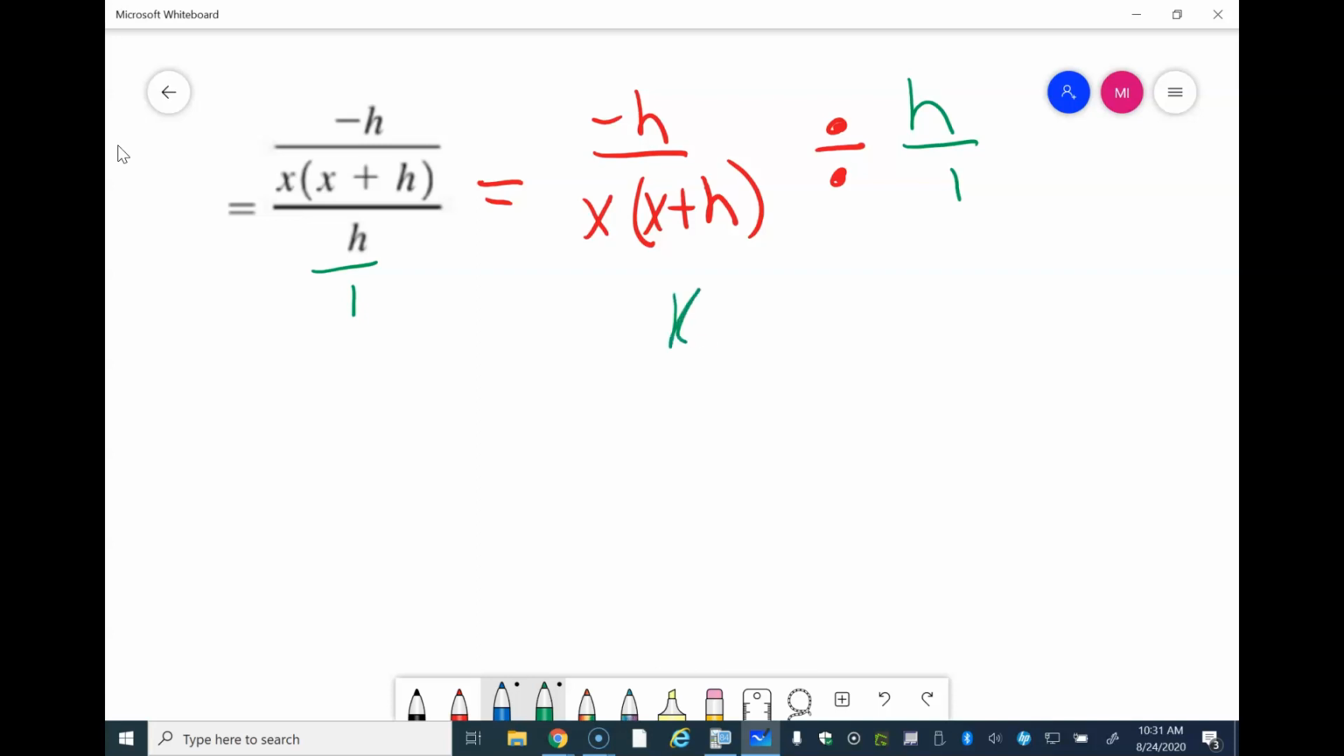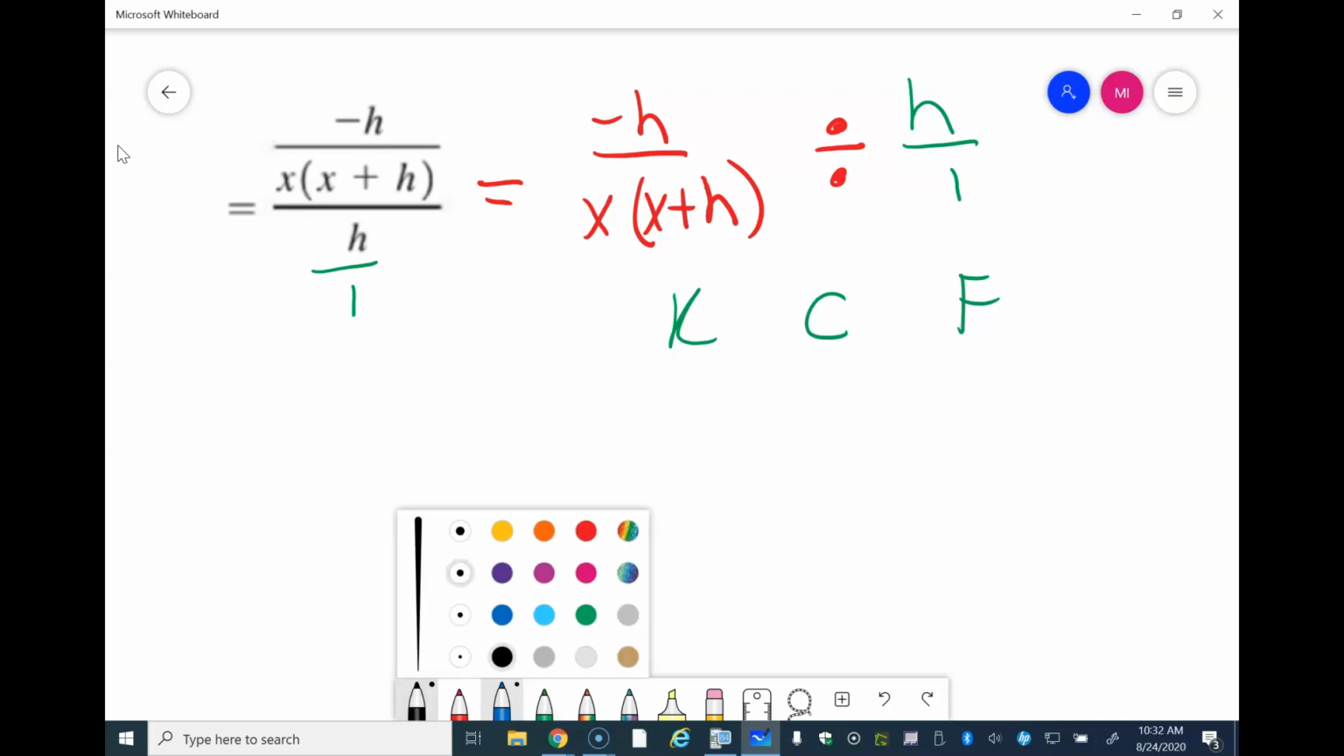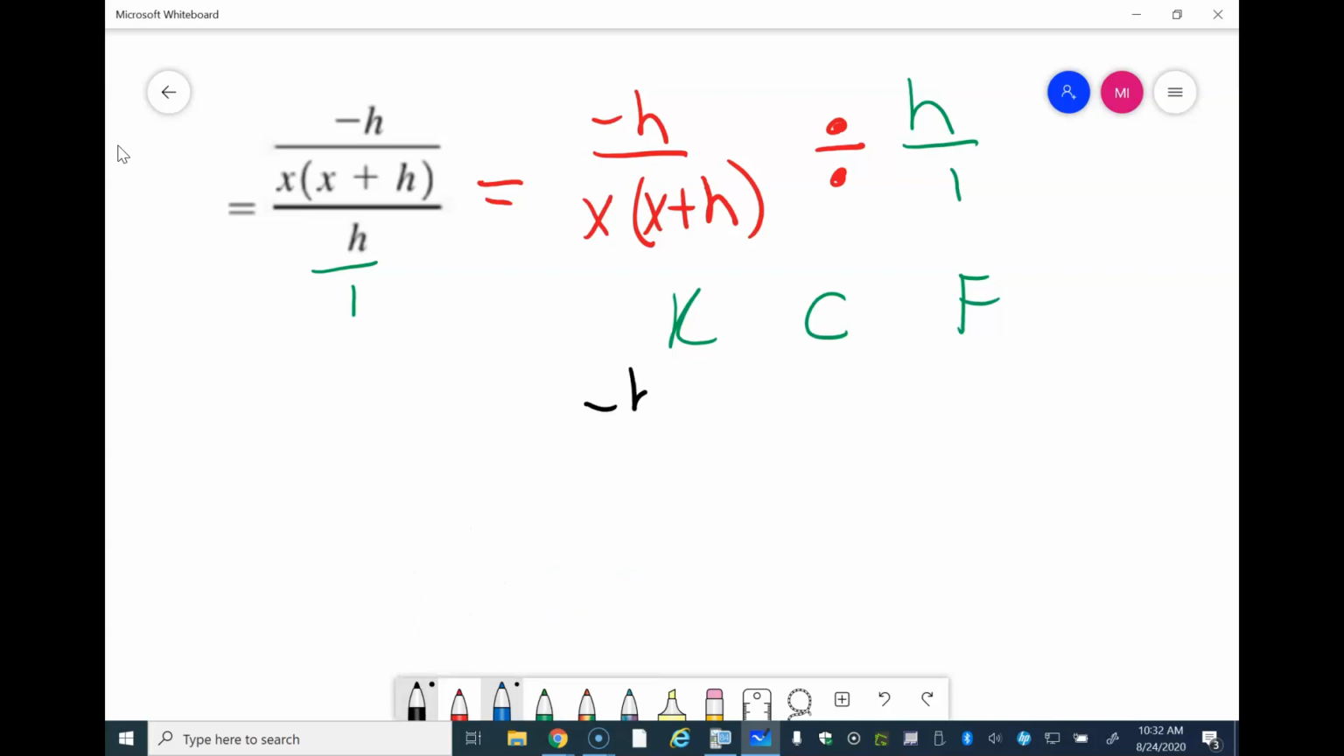So what we do is keep, so we keep this one exactly the same. This part here gets changed to multiplication. And then we flip this to do the reciprocal, which is going to be 1 over.